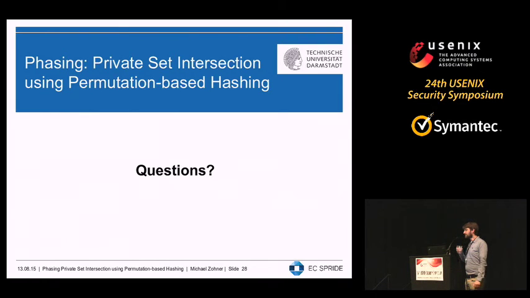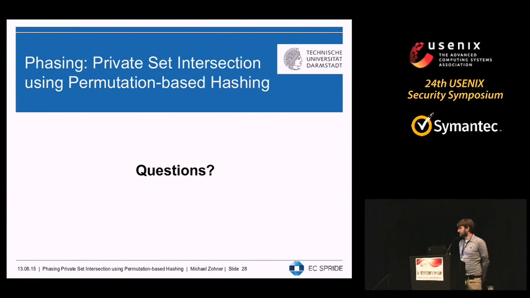Hi, thanks for the nice talk. This is kind of a generic set intersection question. When you say little n, you're assuming that the number of records in both parties is roughly the same. Is that an assumption that you typically make?